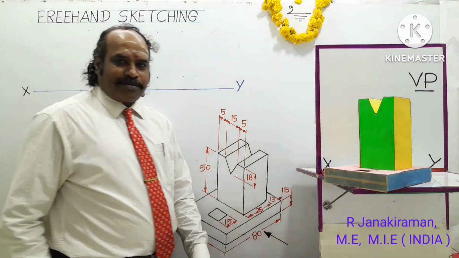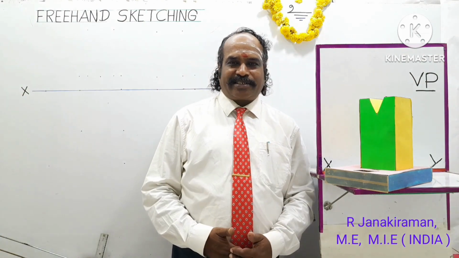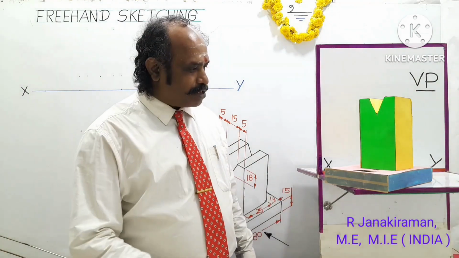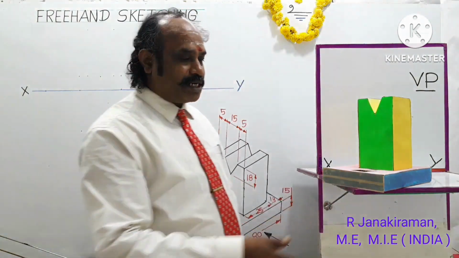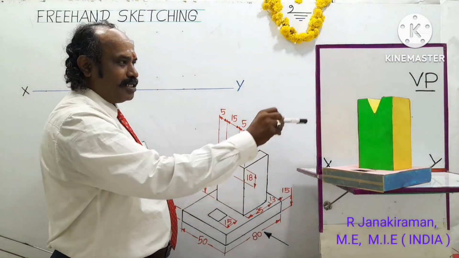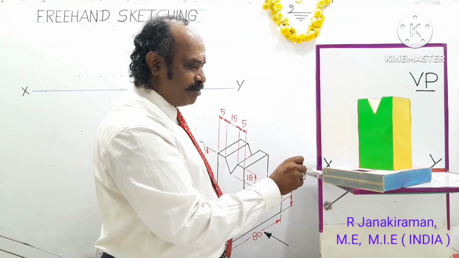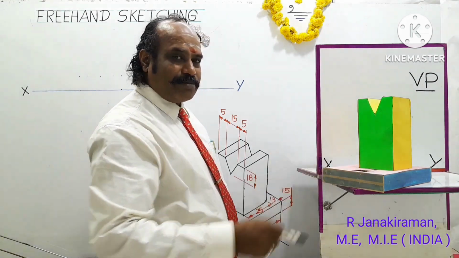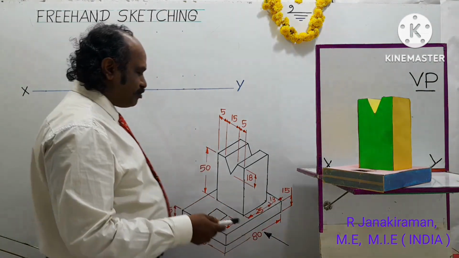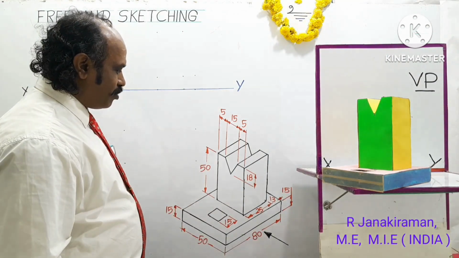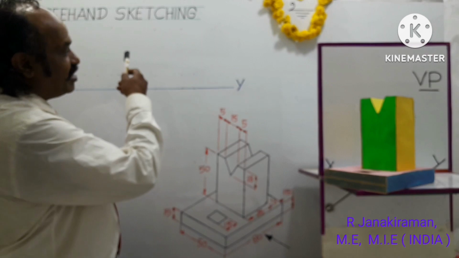Yes, welcome. The topic is about freehand sketching on the subject engineering graphics, applicable for students studying B.Tech first year. Look at this model shown here, placed in the first quadrant of this quadrant setup. This VP means vertical plane, this HP means horizontal plane. Over the horizontal plane, the solid model rests, and the corresponding three-dimensional diagram is shown on this marker board.